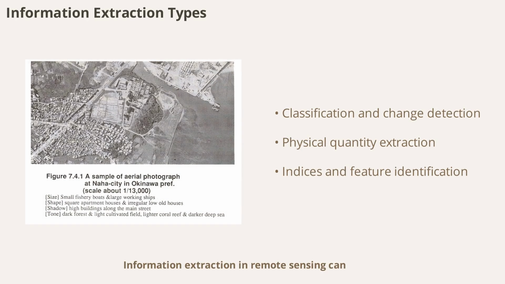Information extraction in remote sensing can be categorized into 5 main types: classification, change detection, extraction of physical quantities, extraction of indices, and identification of specific features. Classification involves grouping image data based on spectral, spatial, and temporal information. Change detection identifies differences between images taken at different times. Physical quantities like temperature or elevation can be measured, while indices such as vegetation index are computed from satellite data. Finally, specific features like disasters or archaeological sites can be identified.